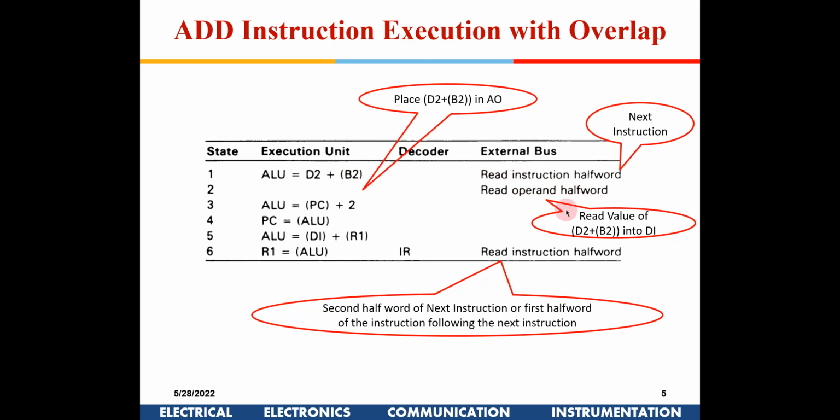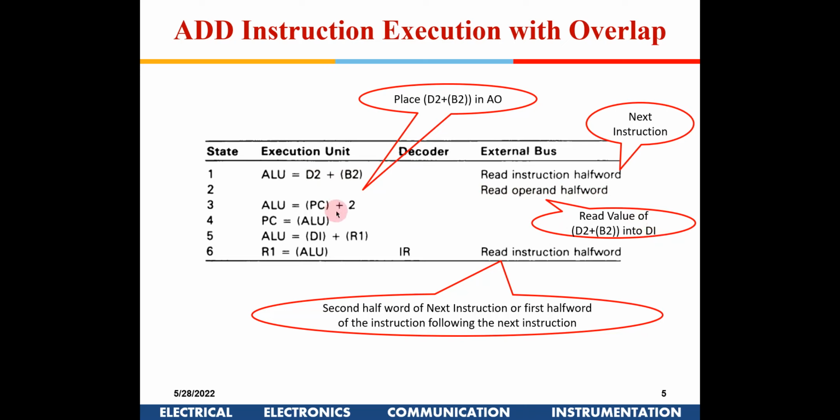Similarly, read operand half word. So the new address which has been generated here by adding these two, you are placing into the address bus, and the new data from that memory location is being placed into the DI register.